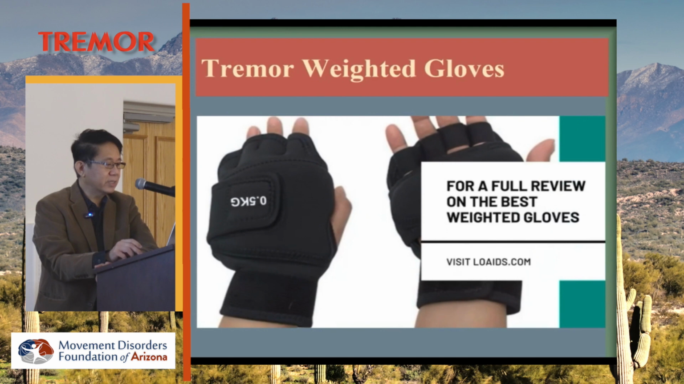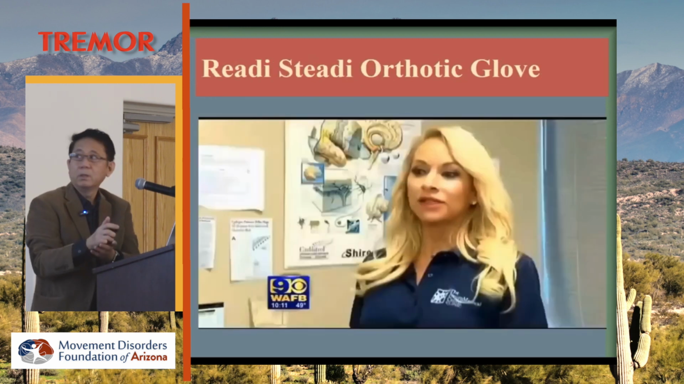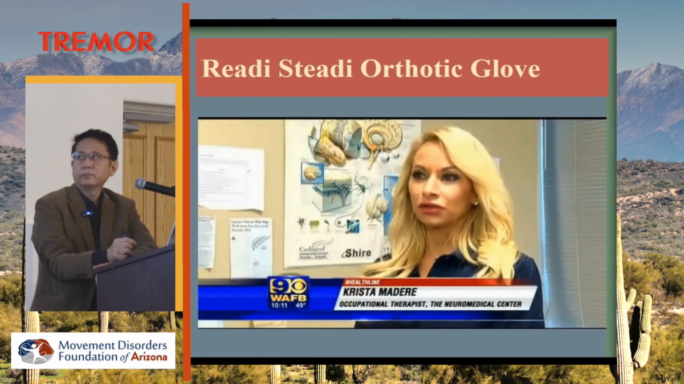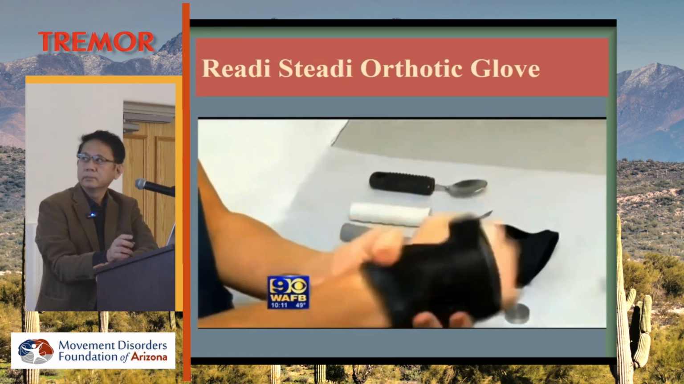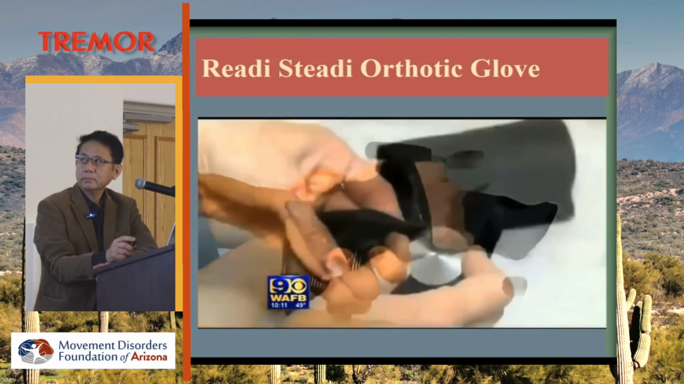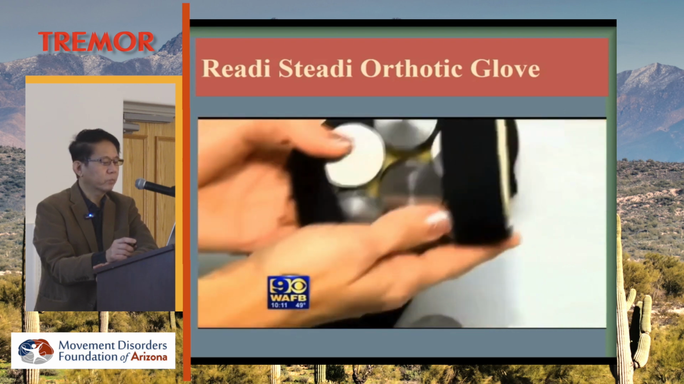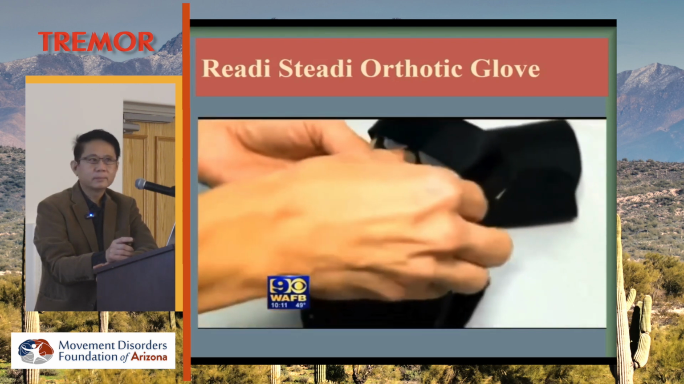And then, for instance, there's this orthotic glove, which can be purchased online, called Ready Steady. It's custom made. It's moldable and fitted to the patient's hand. It does not restrict range of motion. They have full finger, full wrist range of motion. And it's also easily customizable. Different amounts of non-toxic weight can be added or taken away depending on disease state, medication changes, and other factors.